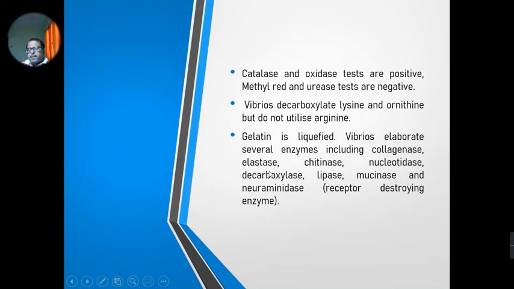Now this bacteria is able to produce catalase enzyme and oxidase enzyme. Because of that, this bacteria is positive for these two tests, the catalase test and the oxidase test. But it is negative for the methyl red test and the urease test. And this bacteria can decarboxylate lysine and ornithine but does not utilize arginine.